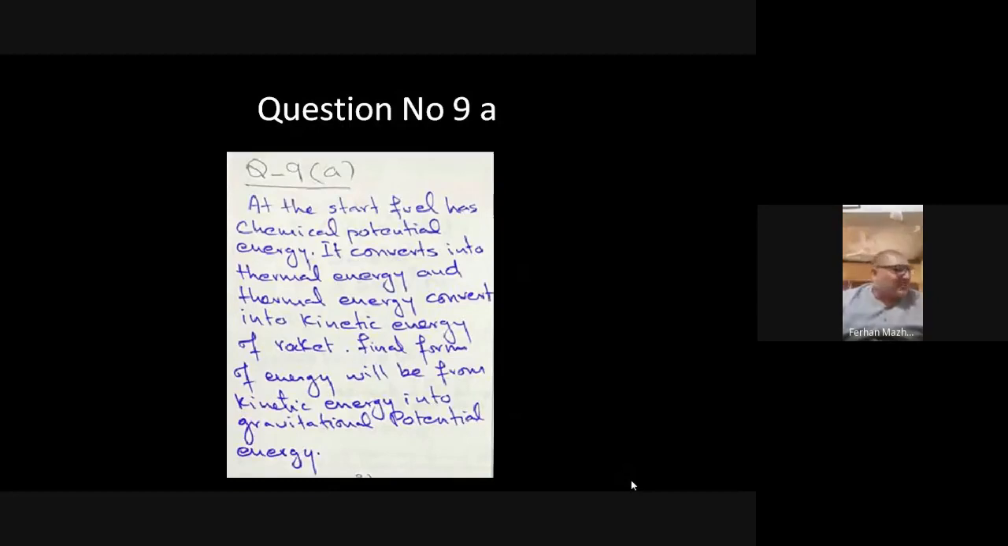Muskan, can you write this answer in your booklet? Yes, sir. So kindly write. This is showing on your screen. I have shown you the marking scheme also. Kindly write your answer. When you are done with your answer, kindly let me know. Okay, sir.